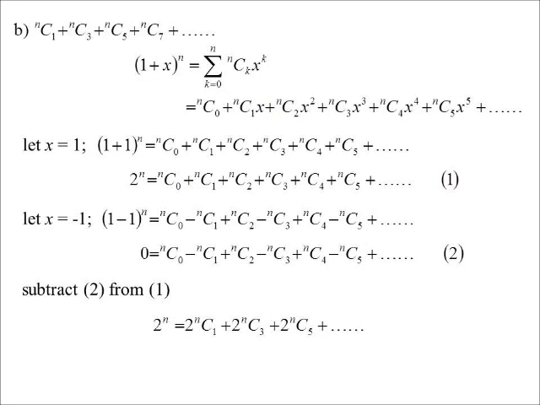If it was the even ones I wanted, instead of subtracting, I'd add the 2 together, and then the odd ones would cancel out. We end up with 2 to the power of n minus 1, because if I divide both sides by 2, I'll have my odd ones, nC1, nC3, nC5, and so on. So again, an example where in this case, 2 substitutions I had to use.